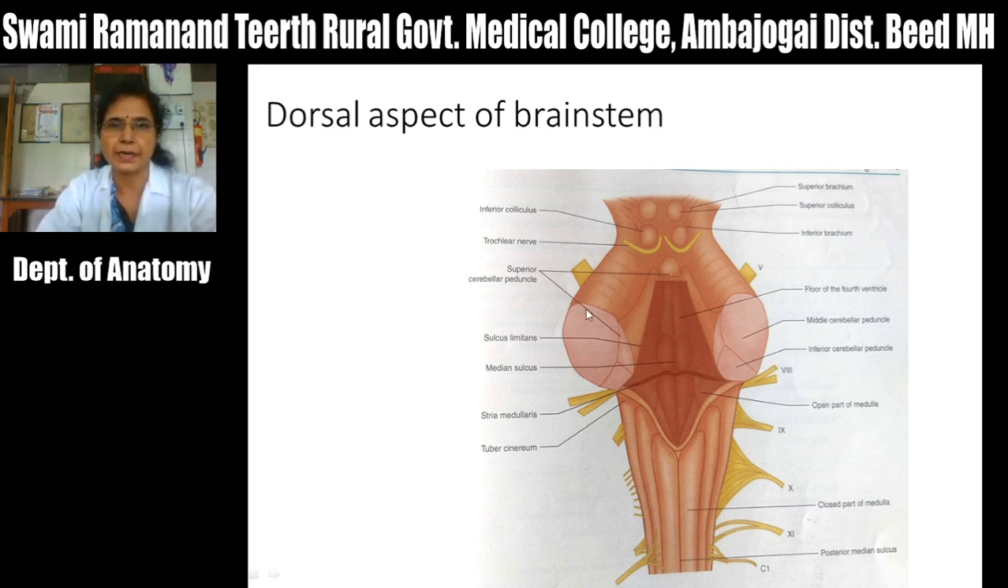This is the dorsal aspect of the brainstem after cutting the cerebellum. So here are three peduncles. This is the superior peduncle. This one is the middle cerebellar peduncle. Then inferior cerebellar peduncle and superior cerebellar peduncle. This one is the posterior aspect of midbrain. This is the posterior aspect of pons, and this one is the posterior aspect of medulla. The posterior aspect of pons and the upper part of the posterior aspect of medulla form the floor of the fourth ventricle.